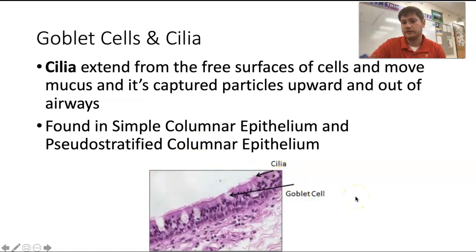And what a lot of mucus actually does is it traps dust, bacteria, viruses, different things that you can get sick from, and it helps protect your body that way. So that's why when you're sick, you create a lot of mucus.